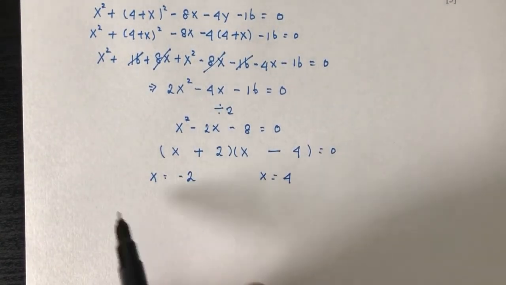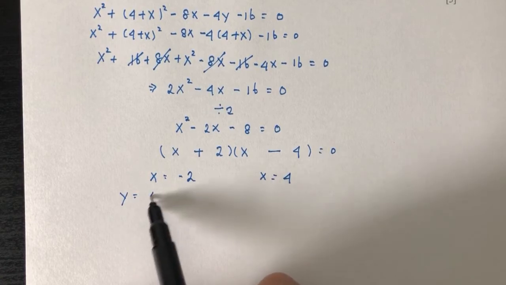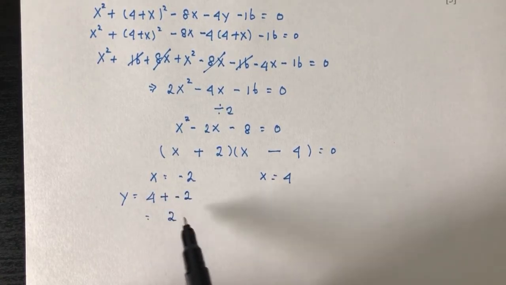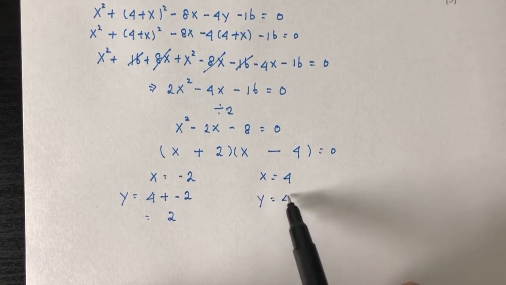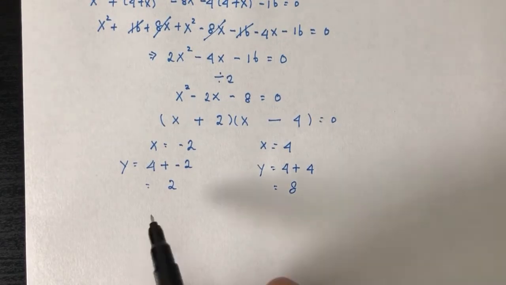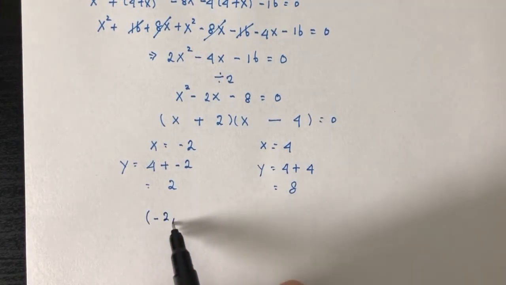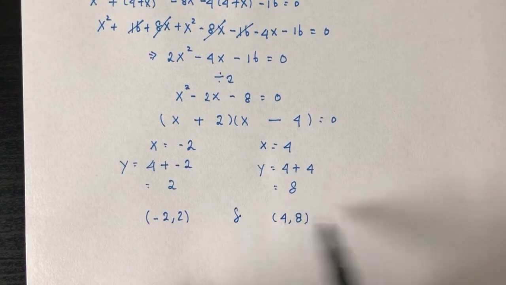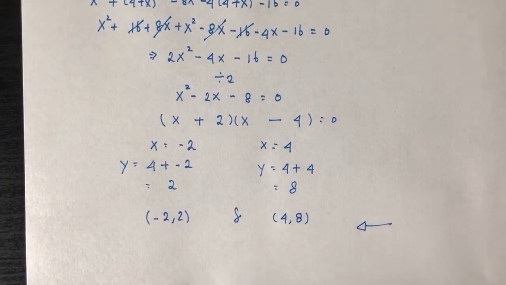Now for these values of x, let's find y. y is equal to 4 plus x, which with x equal to minus 2 will be 2. And y equal to 4 plus x, which with x equal to 4 will be 8. So the two points of intersection are (minus 2, 2) and (4, 8). That will be your answer for question number 1.